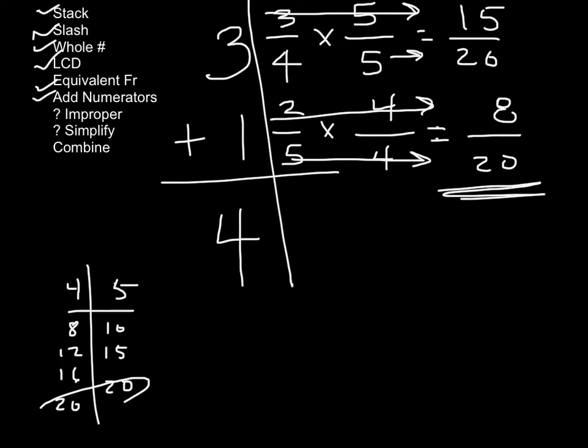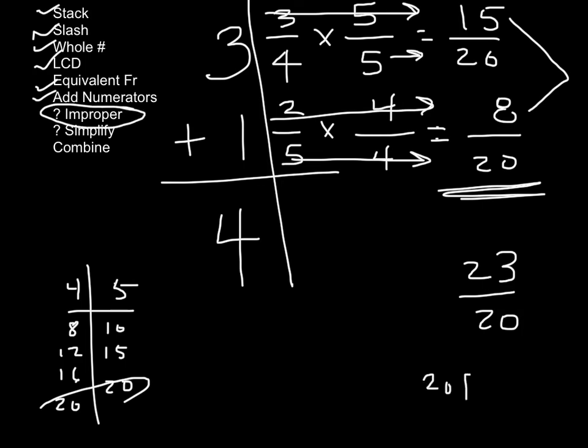Now I need to add my numerators. My numerators are 15 and 8. 15 plus 8 is 23 over 20. The problem with that is it is improper. So I'm going to divide. 20 goes into 23 one time. The remainder of 3. That's really messy. And I'm going to read it 1 3 over 20.